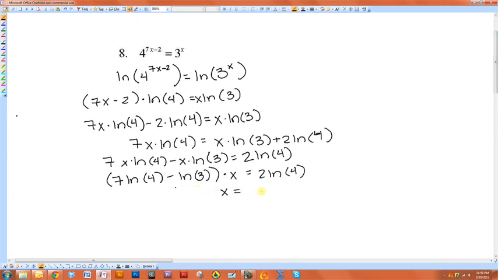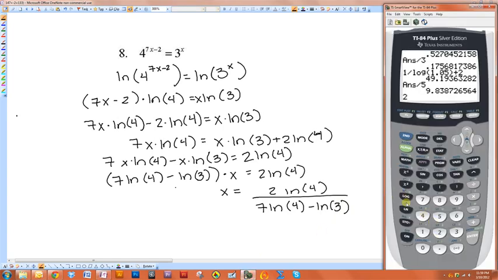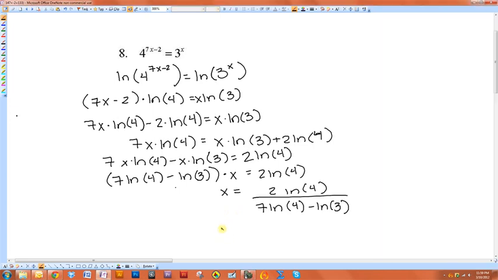So x is equal to 2 times the natural log of 4 over 7 times the natural log of 4 minus the natural log of 3. Okay? So 2 times the natural log of 4 divided by 7 times the natural log of 4 minus the natural log of 3. Make sure you put the entire denominator in parentheses, otherwise your calculator won't do it correctly. So x is approximately equal to 0.322, excuse me.